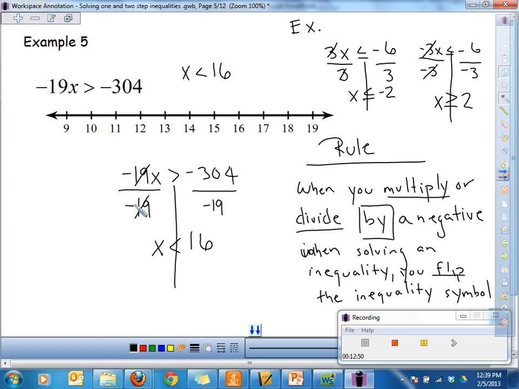When you are dividing by a negative, it flips. If this number happens to be positive or this number happens to be negative, it does not matter. You only flip it if you are dividing by a negative.